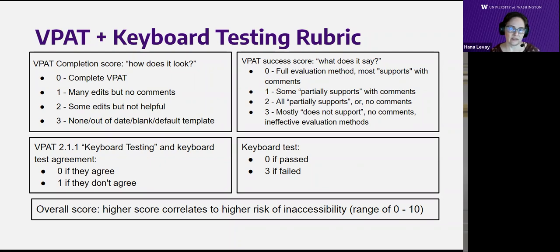Next, we bring in the keyboard navigation test. It gets a 3 if it failed and 0 if it passed. And for the final one, I checked to see if the VPAT's 2.1.1 keyboard testing success criteria and our keyboard navigation test agree with each other. So it gets 0 if they agree and a 1 if they don't agree. For the overall score, the higher the score is the higher risk of inaccessibility, and it ranges from 0 to 10.